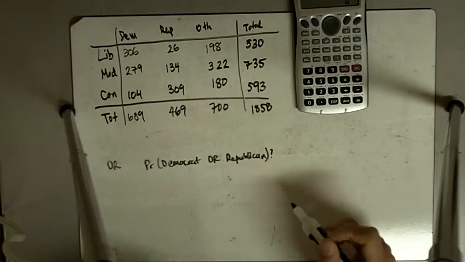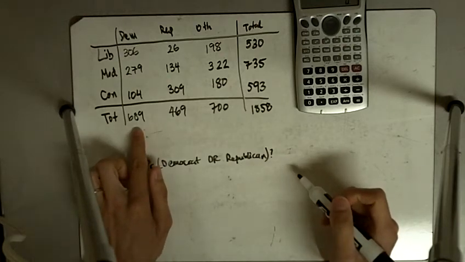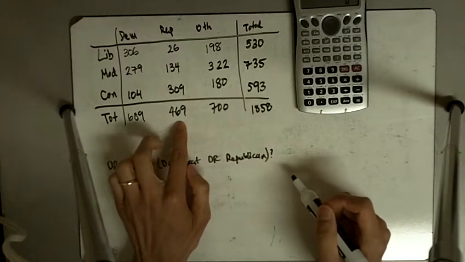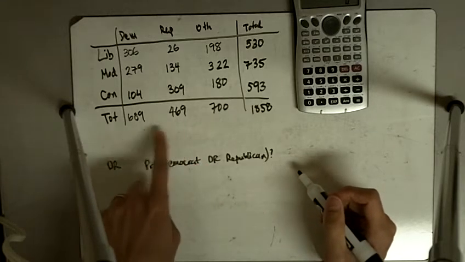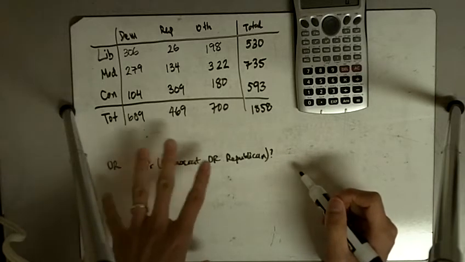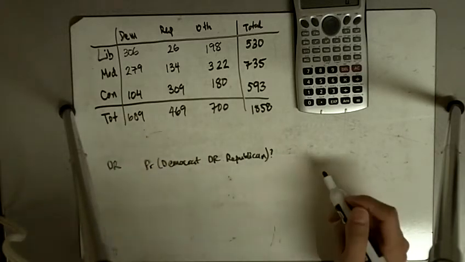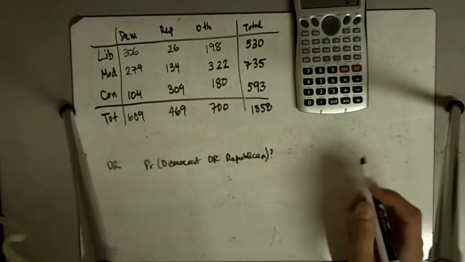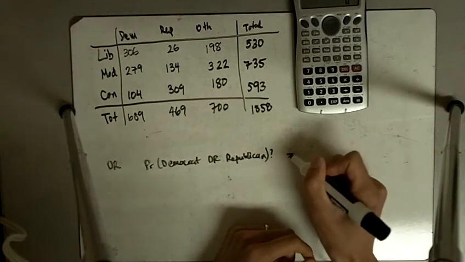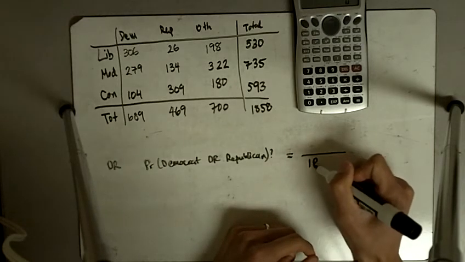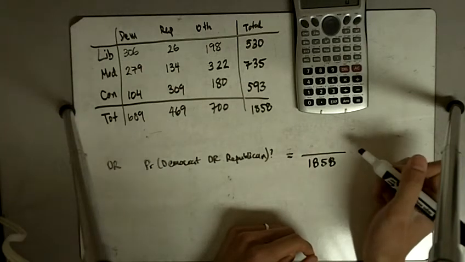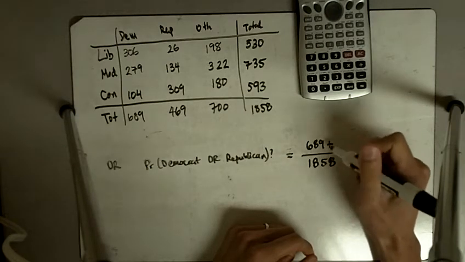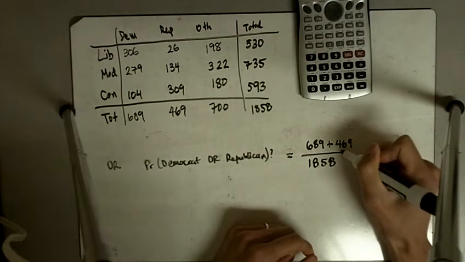Okay, and so in this case, we have a total of 689 people who are Democrats and 469 people who are Republicans. And nobody is both a Democrat and a Republican at the same time, okay? You cannot be registered for two parties at the same time. So you're either a Democrat or a Republican, so nobody is both. So the answer to this is, out of the total, we have a total of 1858 people that we can select from, okay? 689 are Democrats and 469 are Republicans.